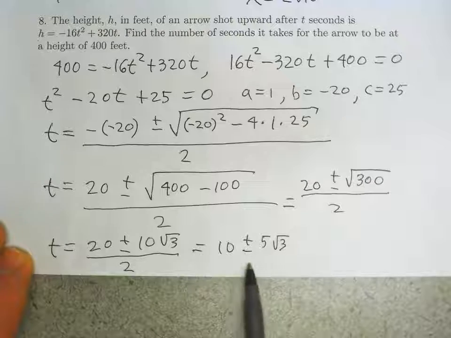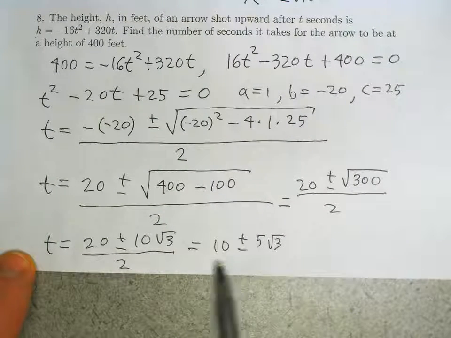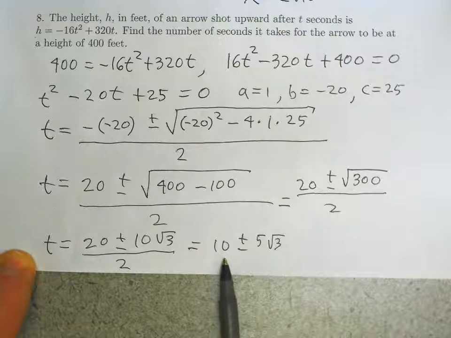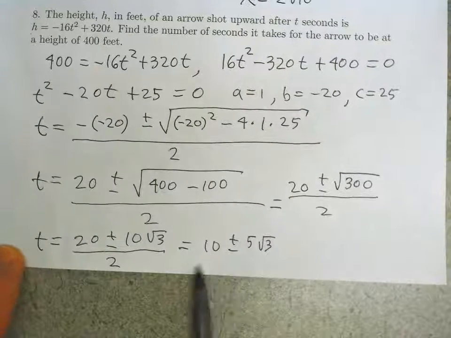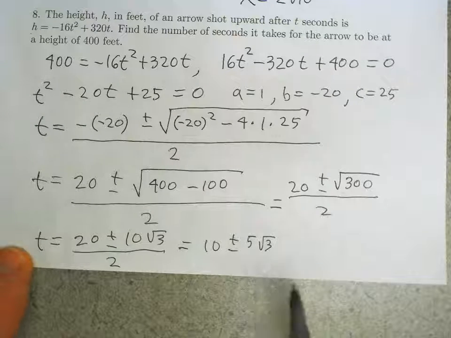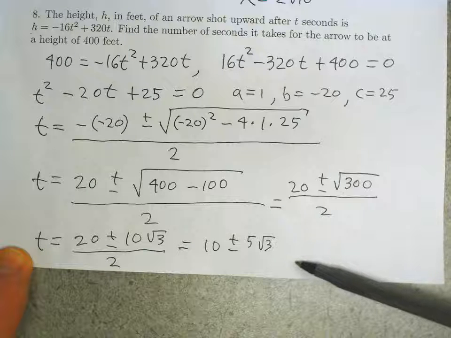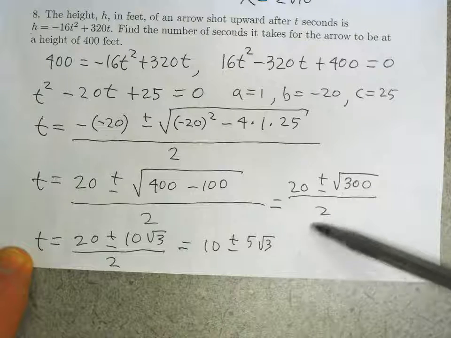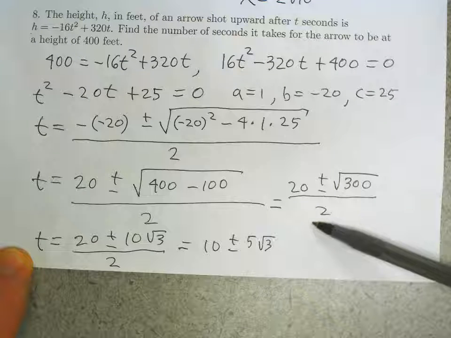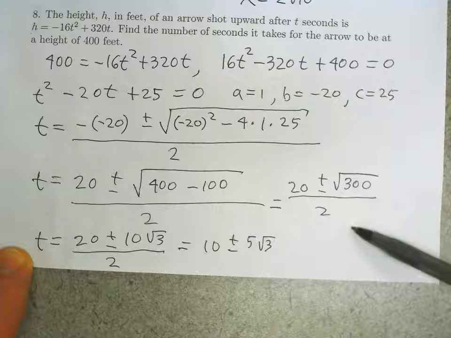So it looks like we have 2 positive solutions. So what does that mean? Well, that means that the height of the arrow was at 400 feet twice. Once on the trajectory upwards, it reached 400 feet and then surpassed 400 feet. But then on the way down, it was at 400 feet again.